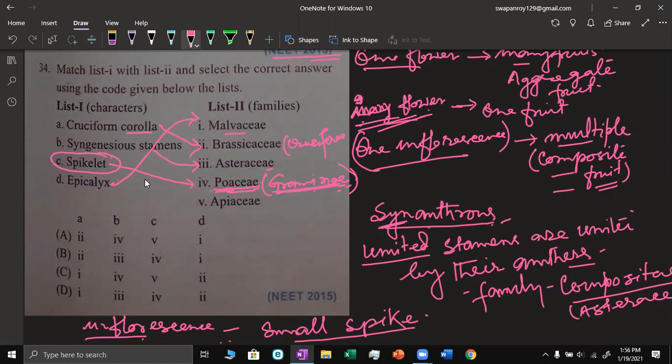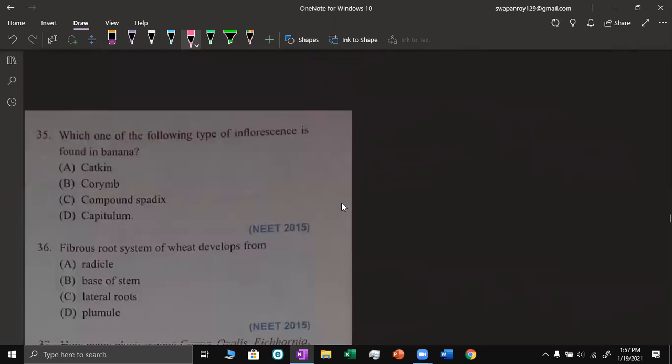But see, this type of inflorescence is not in your syllabus now. So when you cannot answer this question correctly, don't get disheartened. For your NEET preparation you should not study this because it is not in the NCERT book. So here, which one will match? A with 2, B 3, C 4, and D 1. So the answer is B. This one we don't expect to come.